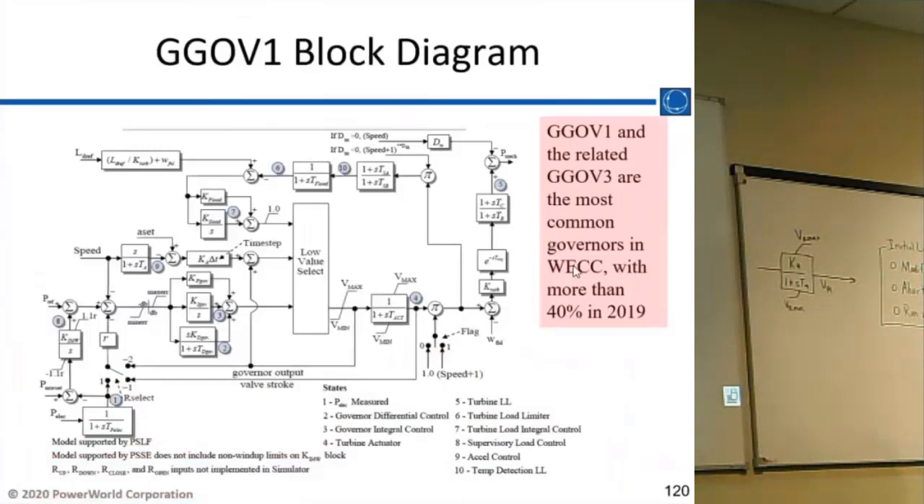There's the block diagram for the GGOV1. It covers a lot of different types of governors, especially coal plants and natural gas plants. It's not for hydros, we just went through the hydro ones, but for most other ones, you're going to use the GGOV1, and there's a slight variation on it that's called the GGOV3. This is the model that you see for most of the governors in the WECC case. So this will be used on most of the thermal and nuclear plants in the case.